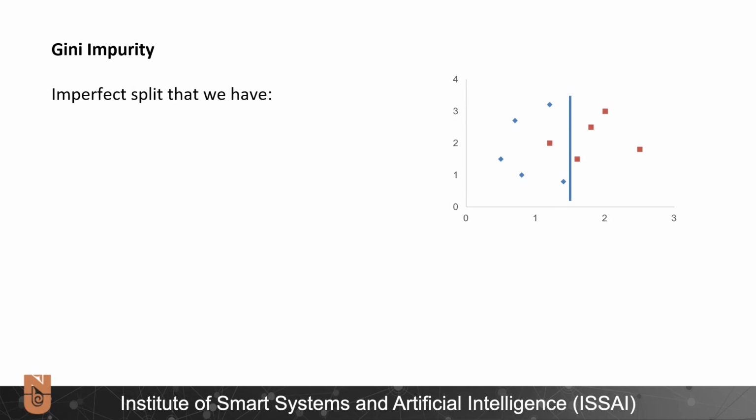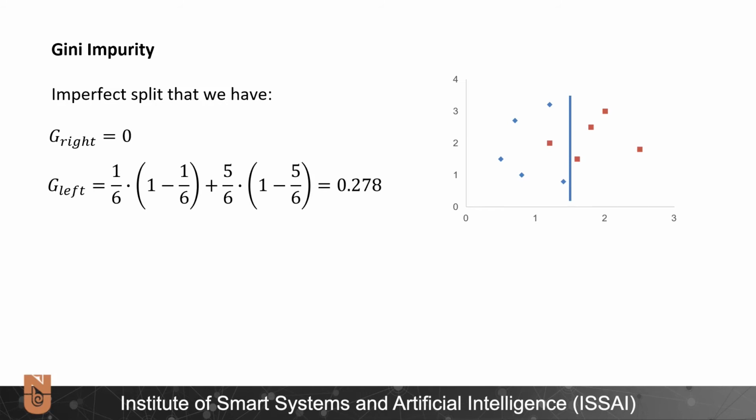So let's calculate Gini impurity for the imperfect split that we have. On the right side we have 4 reds and the Gini impurity will be 0. And on the left side we have 1 red and 5 blues. And the corresponding probabilities are 1 over 6 and 5 over 6. So the Gini impurity is 1 over 6 multiplied by 1 minus 1 over 6 plus 5 over 6 multiplied by 1 minus 5 over 6 and is equal to 0.278.